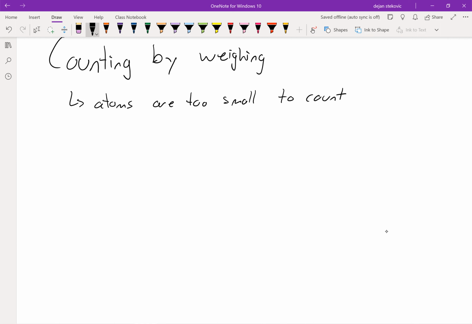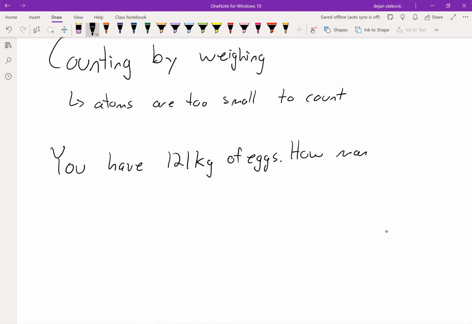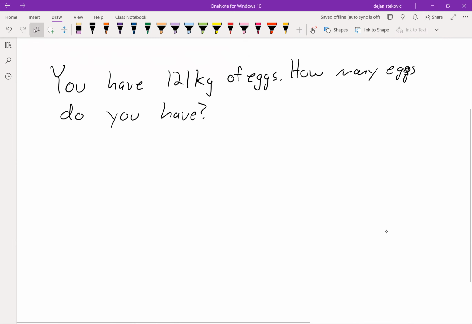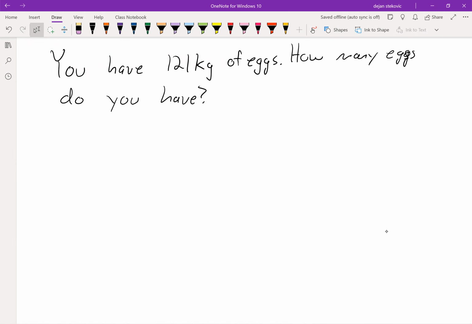So let's take a look at an example that doesn't include atoms, but will work for our analogy. So let's say you have 121 kilograms of eggs. How many eggs do you have? And so if you've got 121 kilograms, that's like about 250-ish pounds. That's a lot of eggs. So if you try to count this by hand, it's just going to take forever.